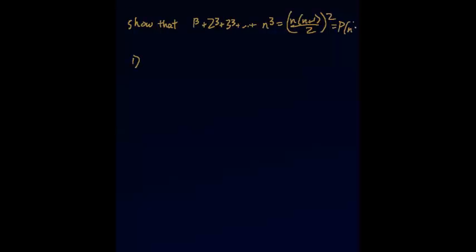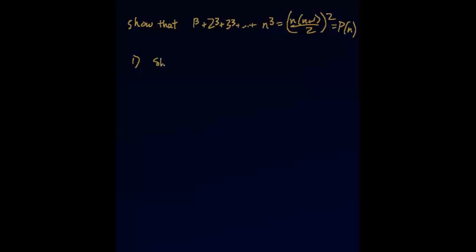Show that 1 cubed plus 2 cubed plus 3 cubed all the way to n cubed is equal to n times n plus 1 divided by 2, squared. So what this means is that the sum of a certain number of cubes is equal to the square of a triangular number. We use induction. So step 1, let this equation be denoted by Pn.